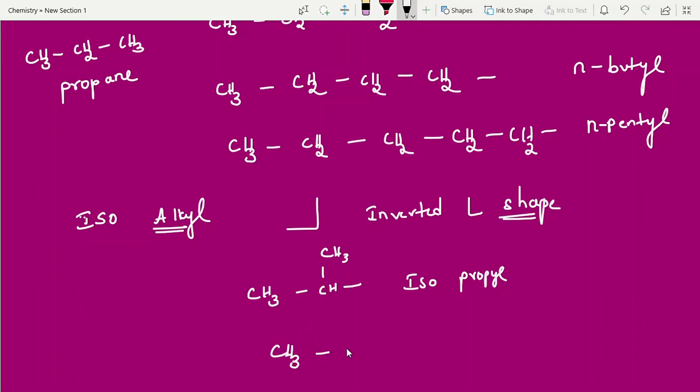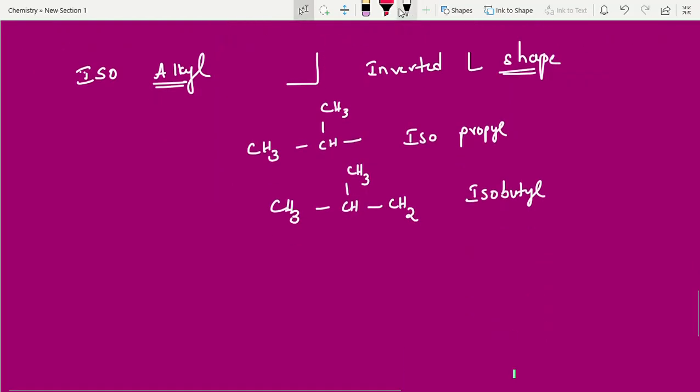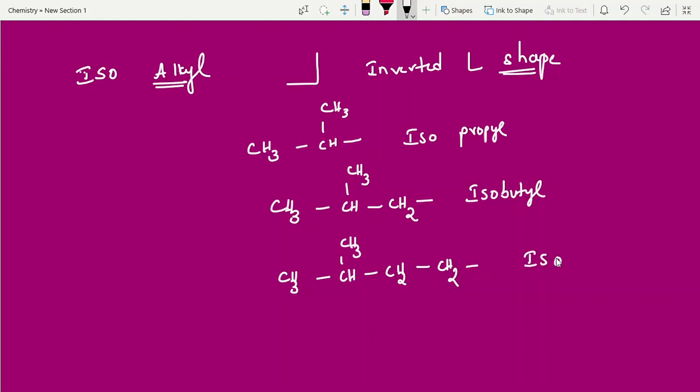See, next I am writing isobutyl. Can you try? CH3, this is CH2. Clear? Totally how many carbons? 4. That too at exactly the second position, inverted L shape. We call it isobutyl. Now next one, isopentyl. CH3, CH, CH3, CH2, CH2. Linkage is there. We call it isopentyl.